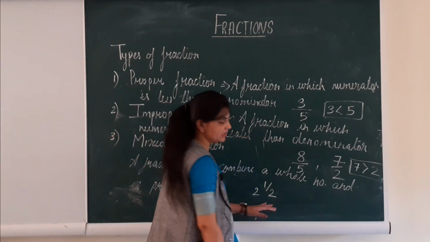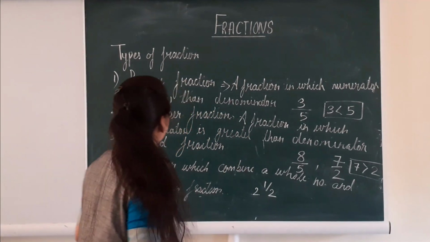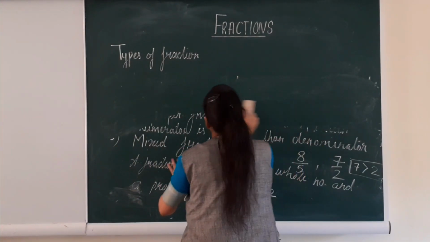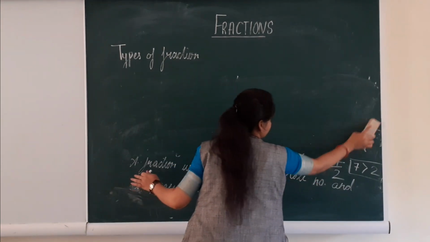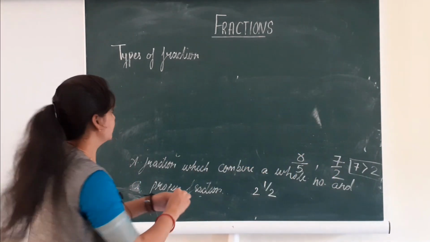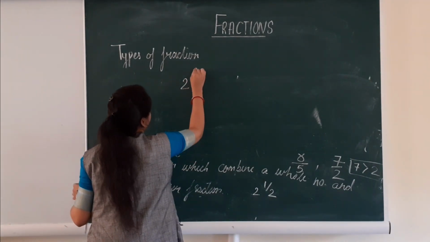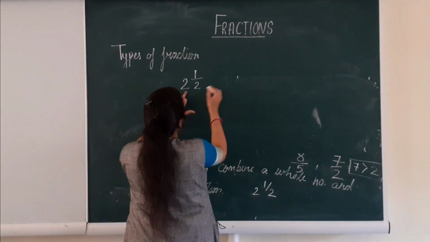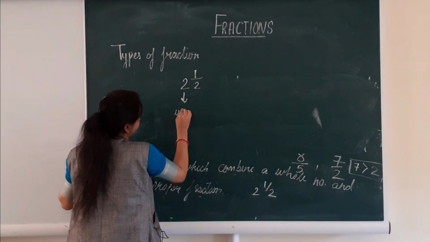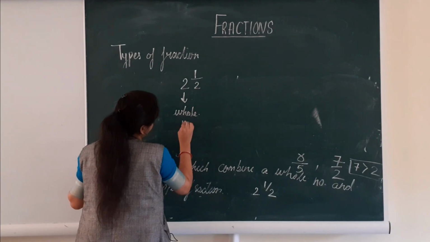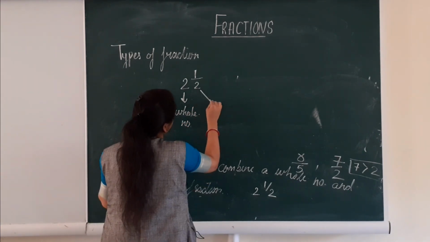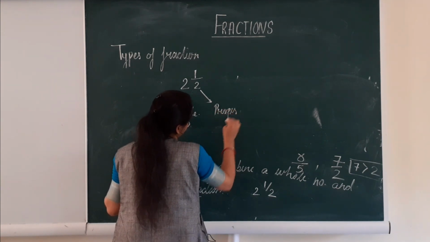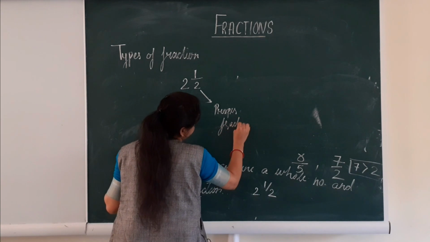How to write and represent this? Let me show you. 2 whole 1 by 2. Okay, now this is the whole number. This is the fractional part, means the proper fraction.